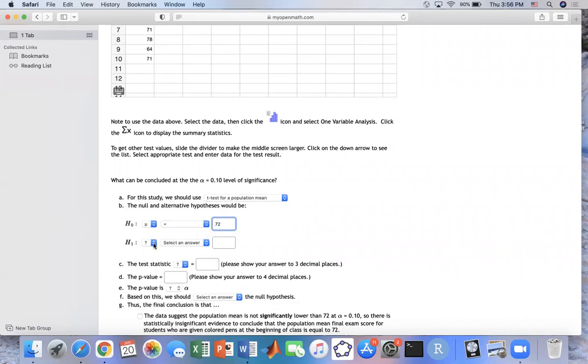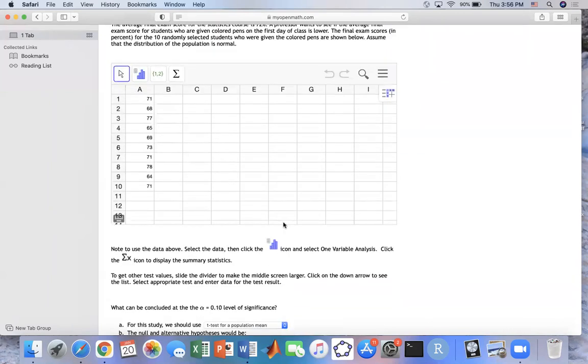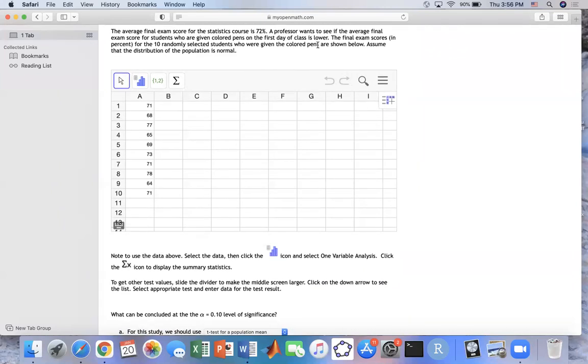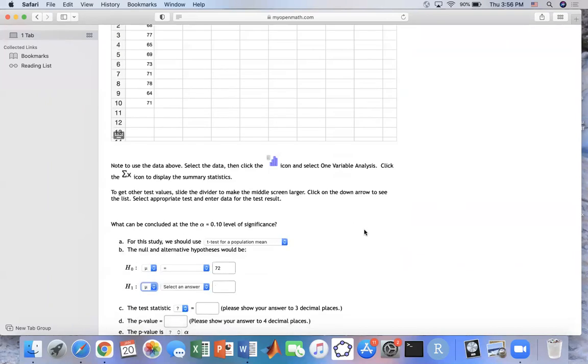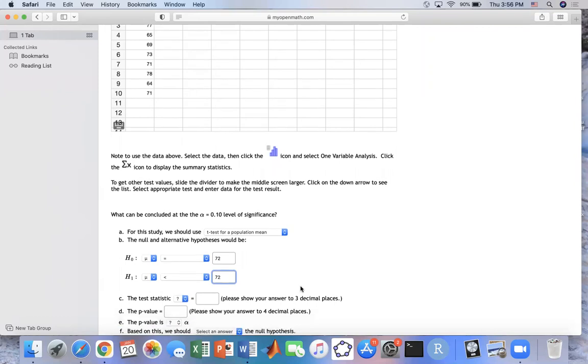And then the H1 would be the same thing, mean. However, the H1 in the problem says the average final exam score is lower. Lower means less than, so we have to choose less than. And then we compare to the same number. So that's the alternative hypothesis.